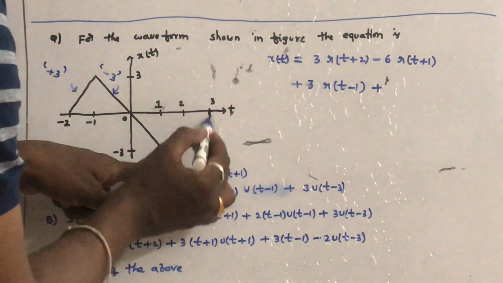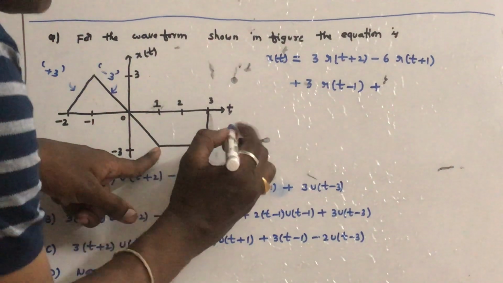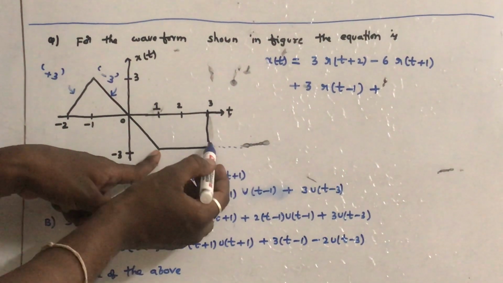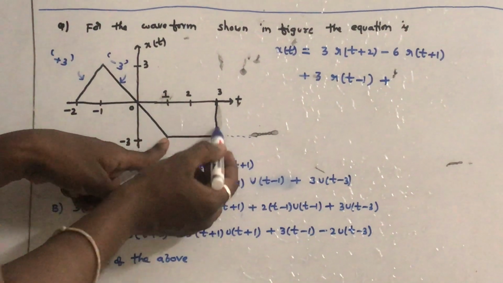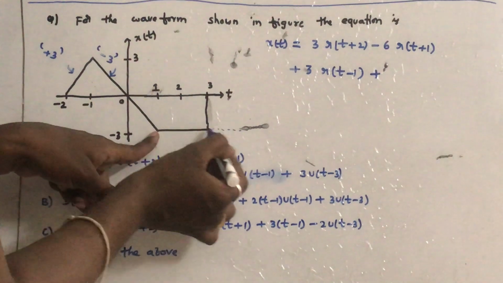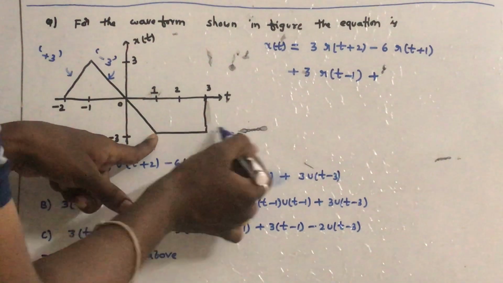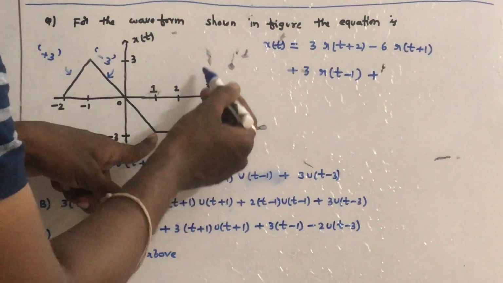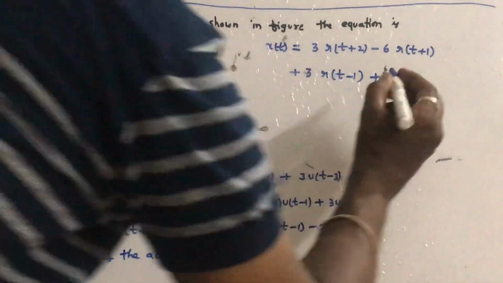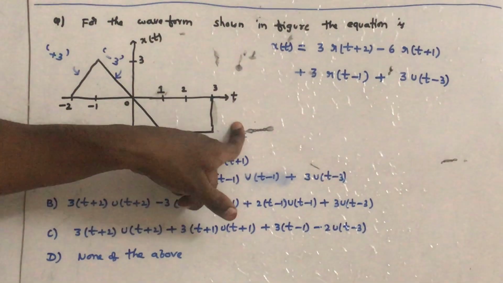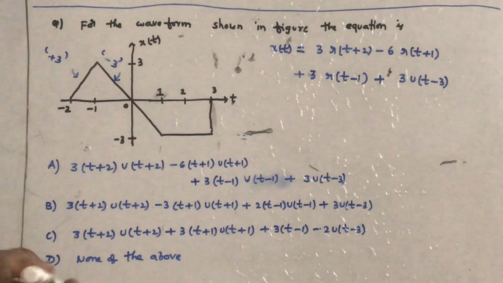At t is equal to 3, you can see the line is at amplitude minus 3, and it suddenly becomes 0 at t is equal to 3. That means we are not adding a ramp; remember that this is a step. In order to cancel this step, we have to add a unit step signal of amplitude plus 3 at t is equal to 3. That's why I am adding 3 into u of t minus 3. So this is the answer for this problem.